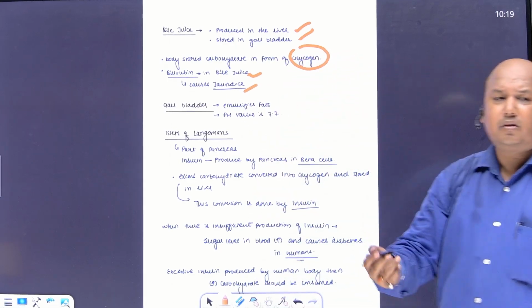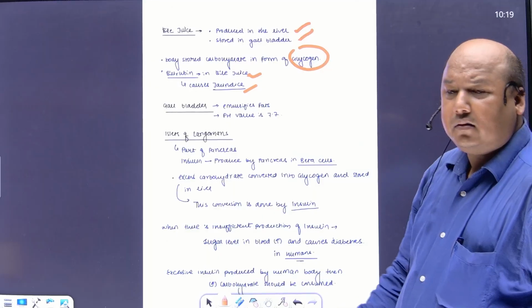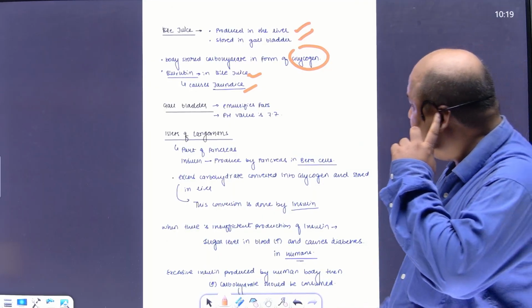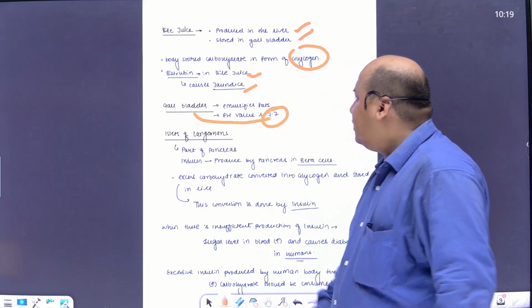They may ask the question, what is the problem with jaundice? You have to give that answer. The gallbladder emulsifies fat, and its pH value is 7.7. So they may ask the question, what is the pH value of the gallbladder?